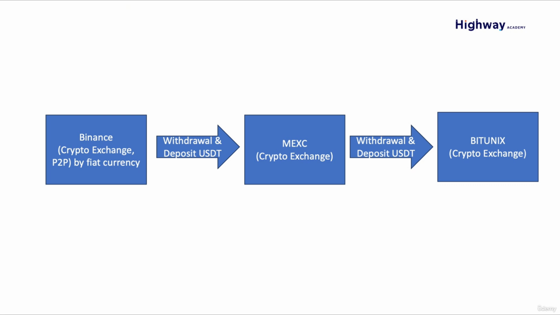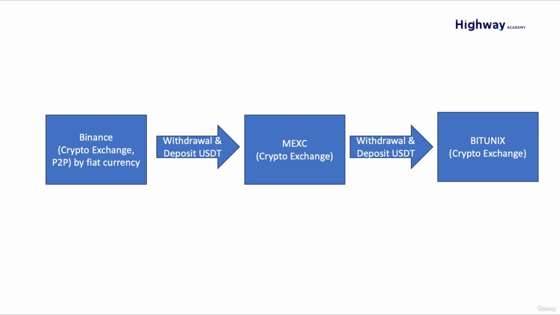Here's a quick question for you. If I want to transfer USDT from my MEXC spot wallet to Bitunix, what's the first step I need to take? Go ahead and pause this video for a few seconds and think about it. You got it. The first thing we need is the public deposit address from Bitunix.